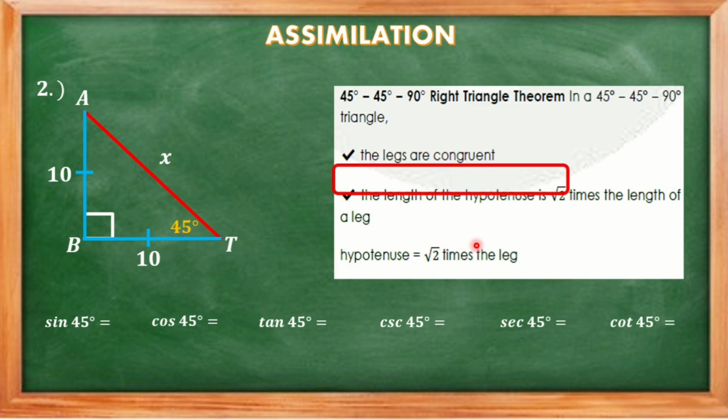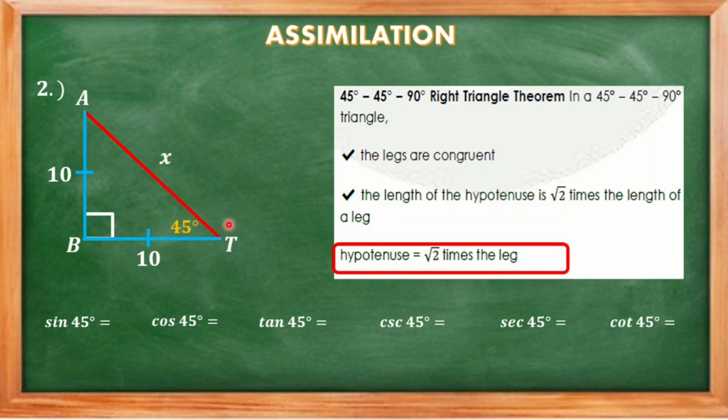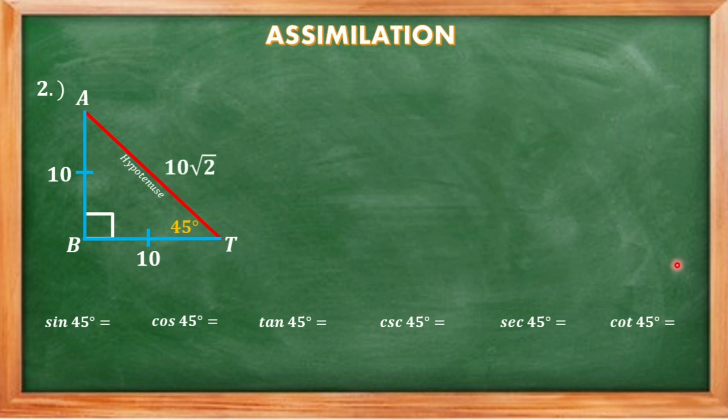Now, for the hypotenuse naman, dito, hypotenuse is equals to the square root of 2. Constant yon. The square root of 2 times the leg. So, since ang leg natin is 10, so ang hypotenuse natin ay 10 times the square root of 2. Dahil kompleto na yung measurement ng kanyang mga sides, so pwede na natin hanapin yung 6 trigonometric ratios ng 45 degrees. Ang unang isosolve muna natin yung primary trigonometric ratios, yung sine, cosine, and tangent, 45 degrees.